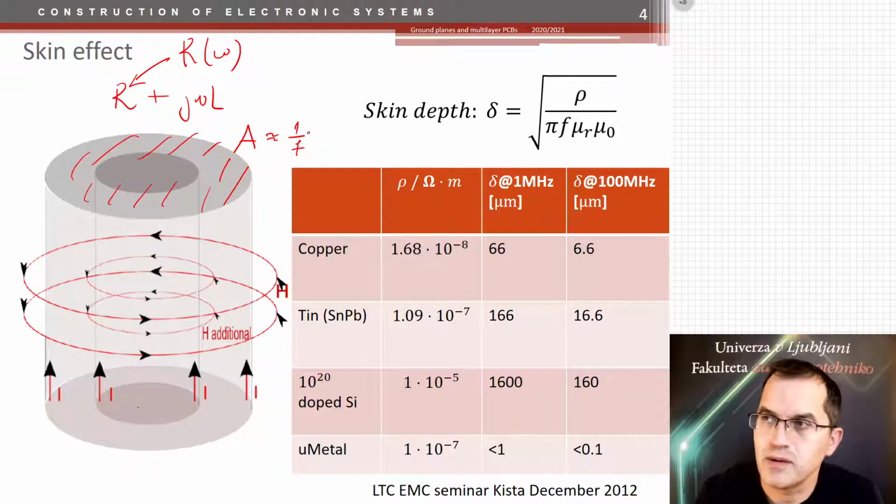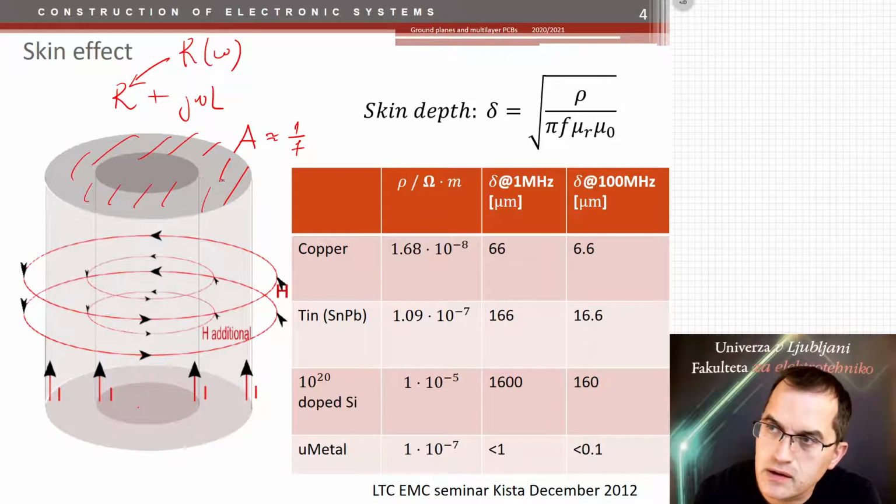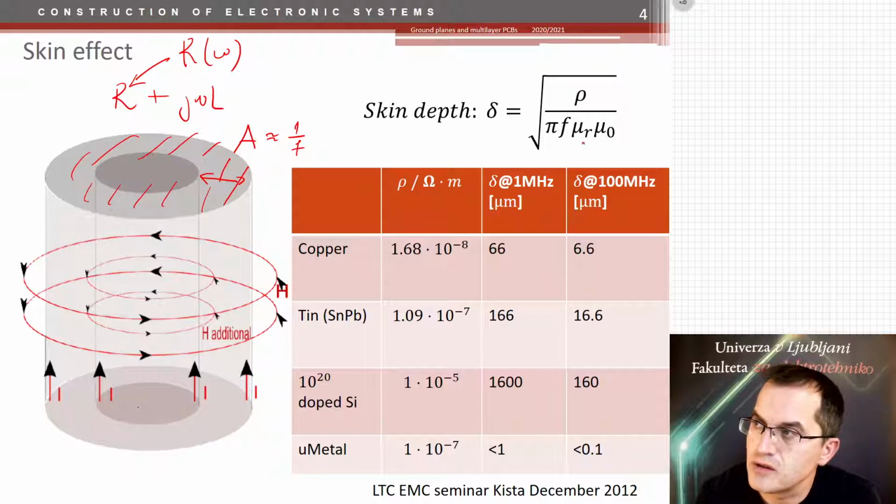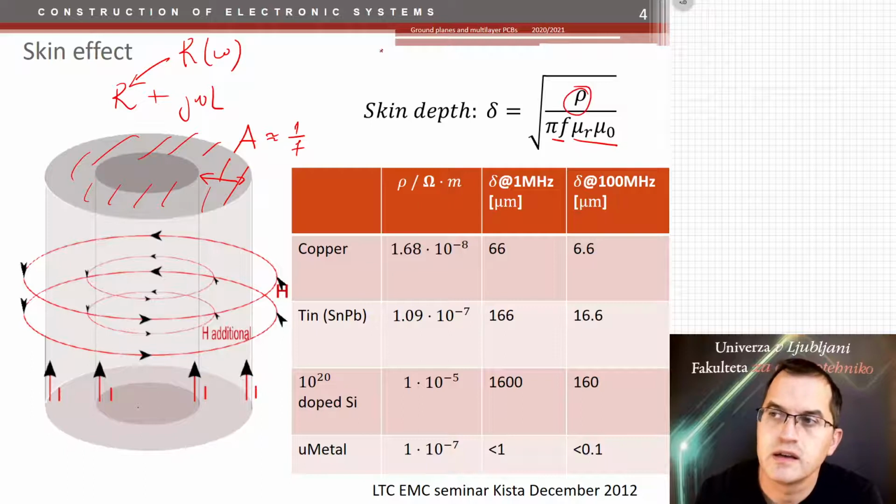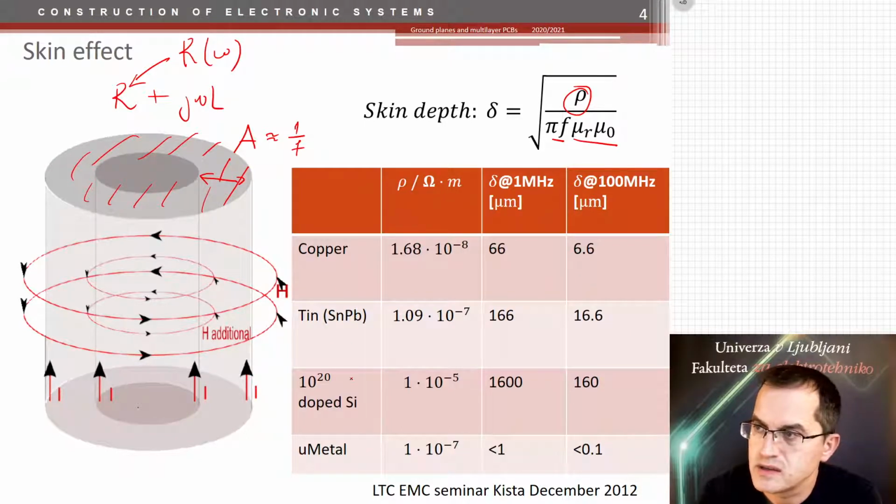So what is that path? How to say, the thickness of the layer at which the current flows is determined by the frequency, and it depends on the permeability of the material, the frequency, and the specific conductivity or resistance of the material. This is the specific resistance. So that's the specific resistance of different materials: copper, tin, silicon, and mu metal. Mu metal is a high permeability metal.